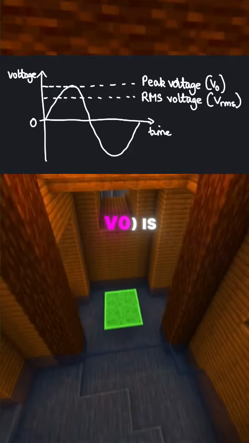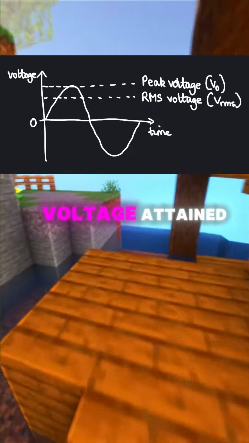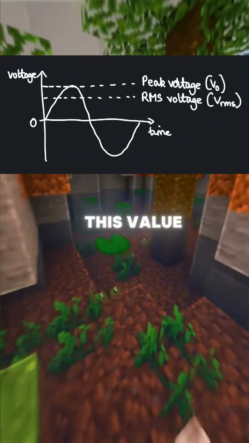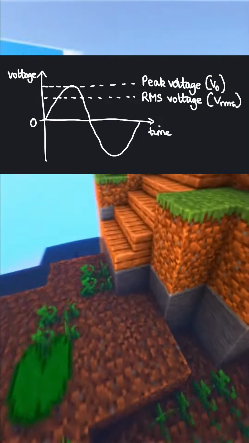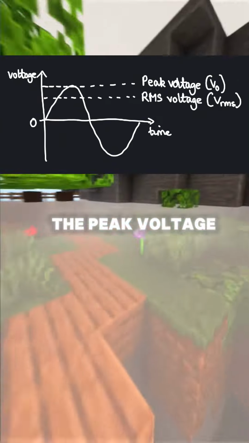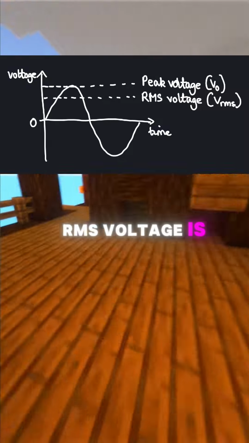Peak voltage, V0, is the maximum voltage attained by a supply. It will reach this value at particular intervals. Peak-to-peak voltage is double the peak voltage, from crest to trough. RMS voltage is the root mean square voltage.